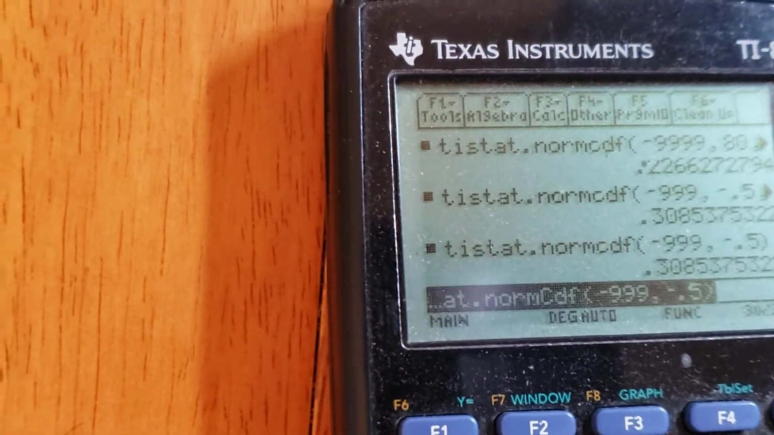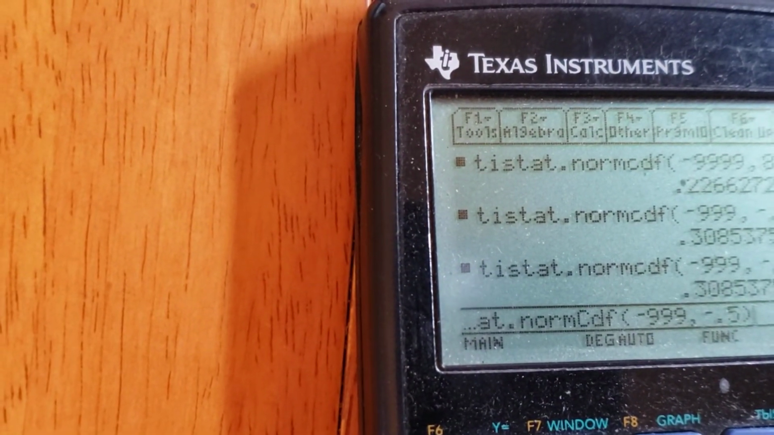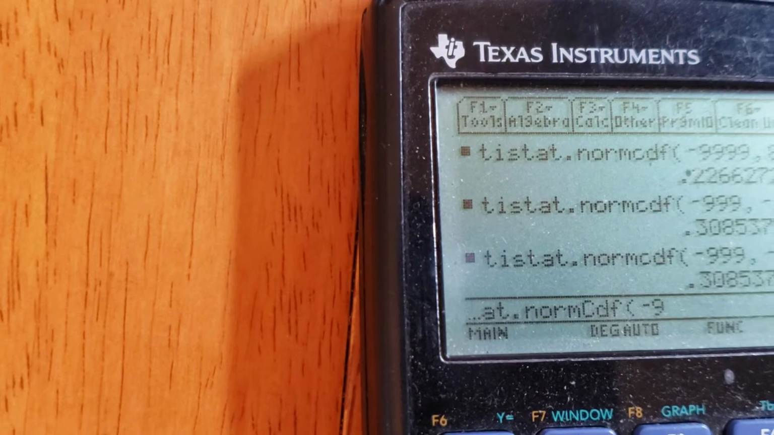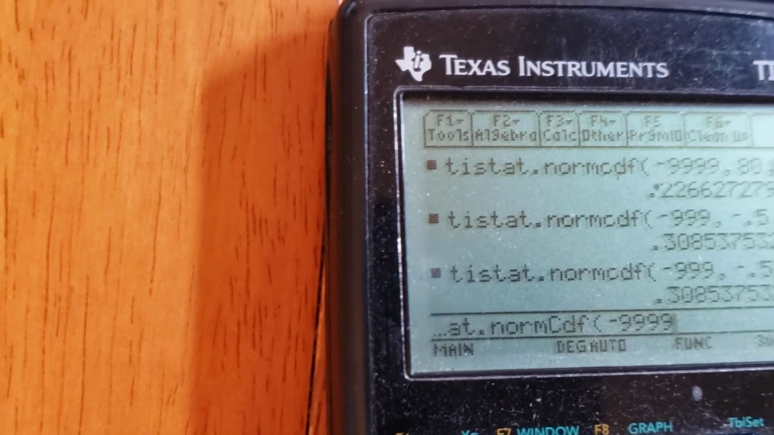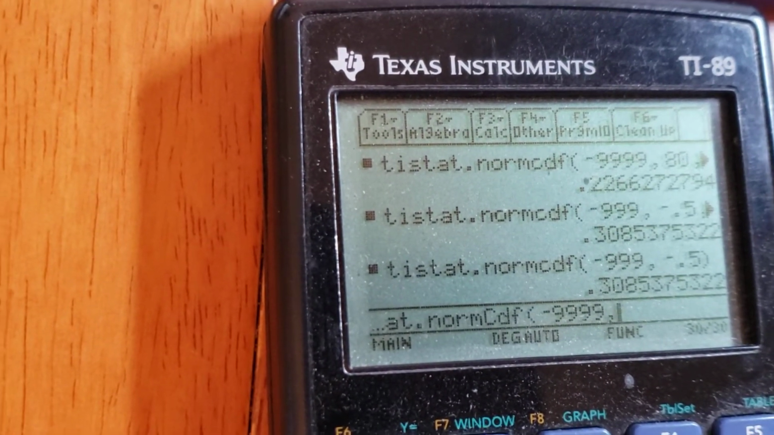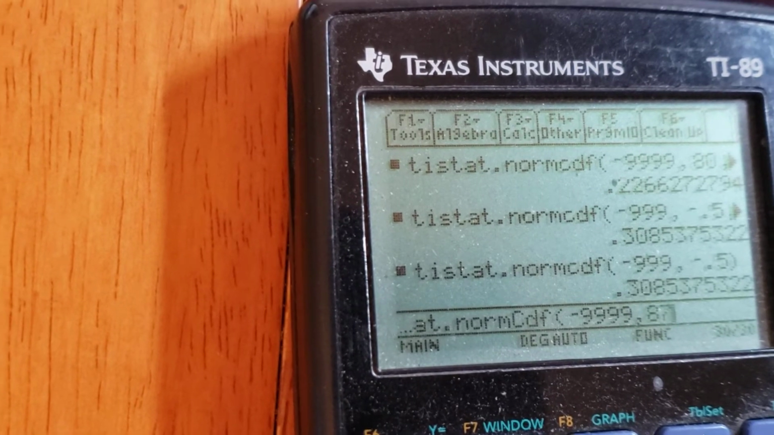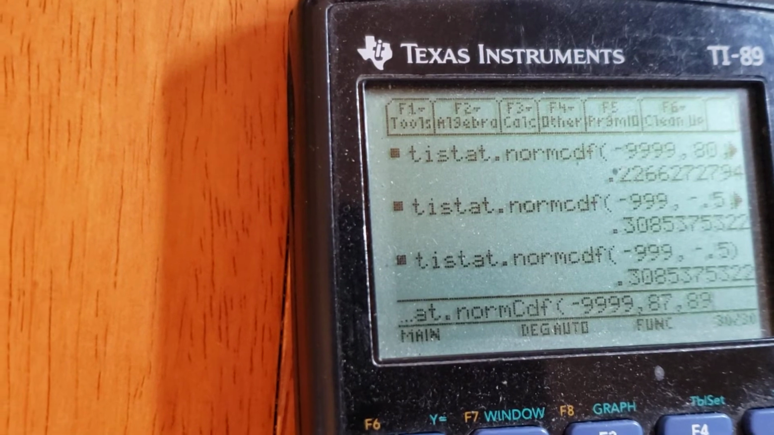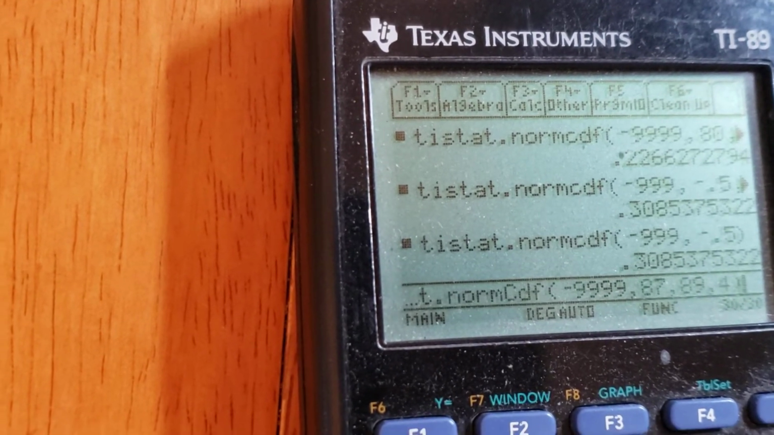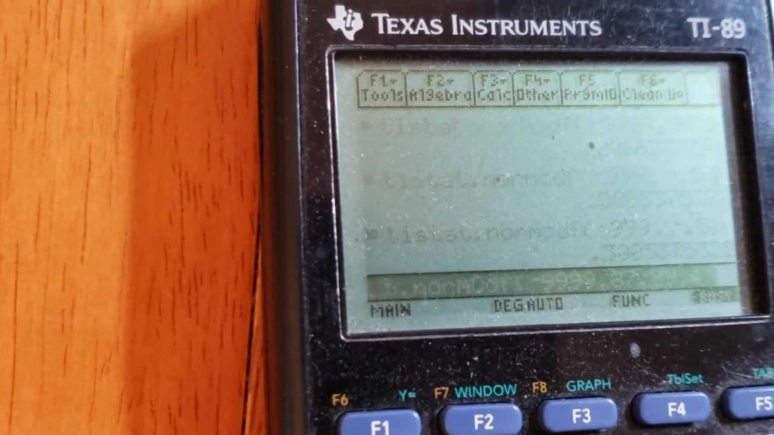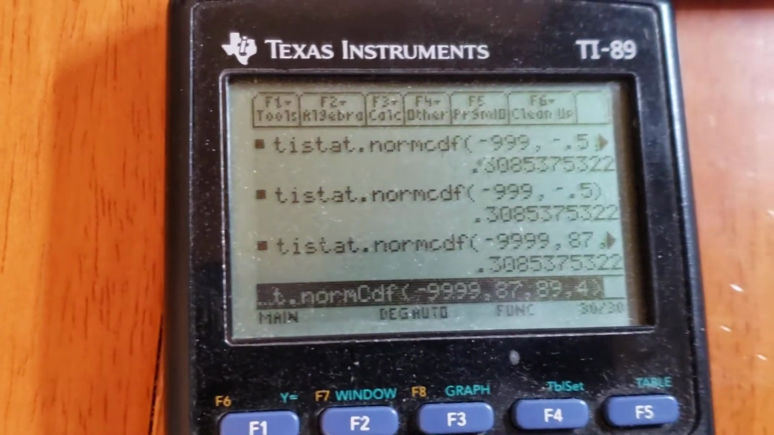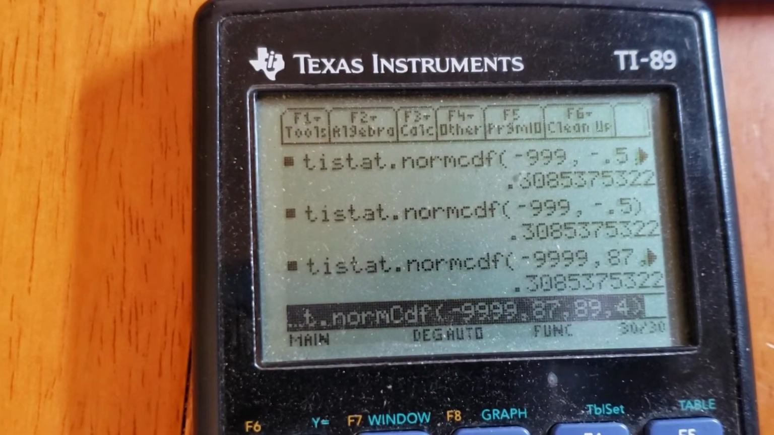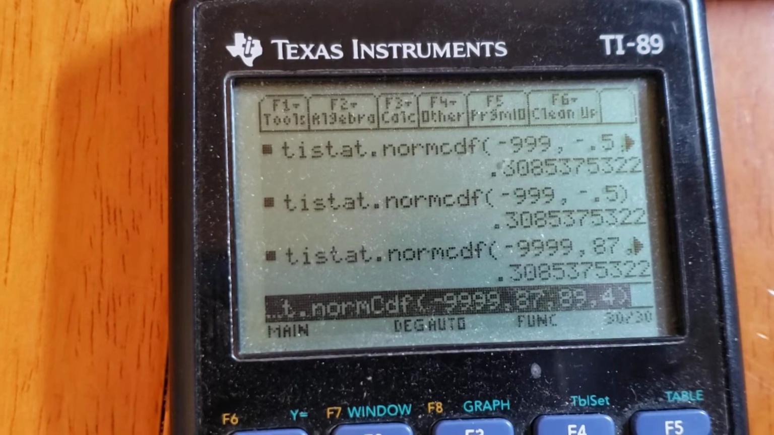Same number comes up. I can do it like I did on the last screen and showed you, -999, comma, what was our high score? 87, comma, mean of 89, comma, standard deviation of 4, and I'm going to get that exact same number. You notice nothing different down there. Same numbers coming up every time.